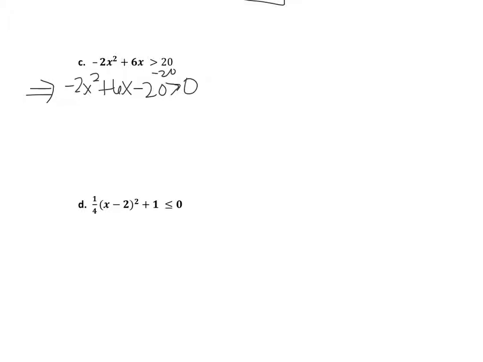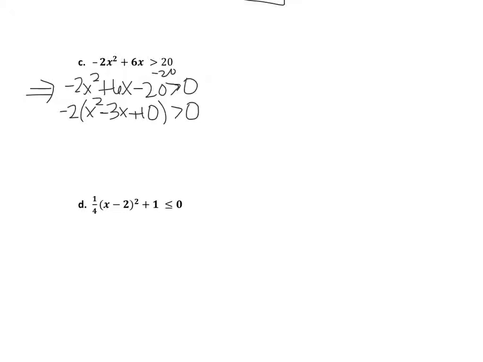Now, on this, if you look here, I can actually factor out a negative 2. So that's exactly what I'm going to do. And that's going to give me x squared minus 3x plus 10 is greater than 0.